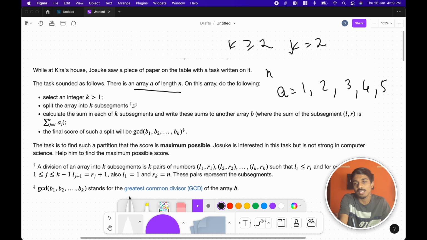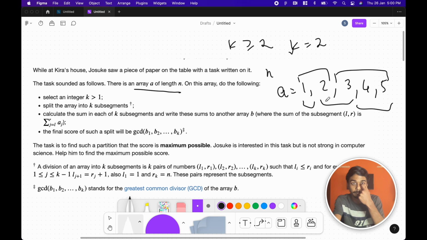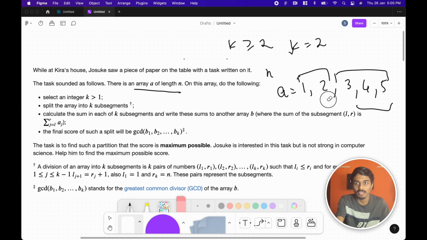Split the array into k subsegments. A subsegment means a continuous set of numbers from start to end. Since we took k as 2 here, the subsegments will be something like this. If the k value is 3, we take it like 1, 2, 3. So for now, we take k value as 2. Now, what else did they ask?